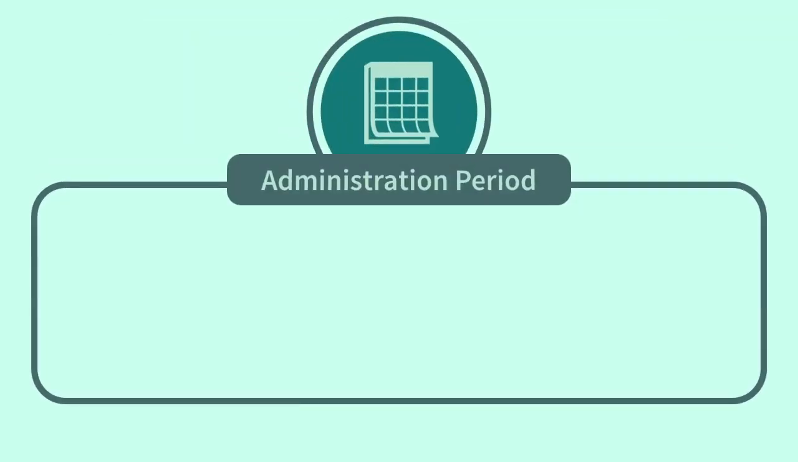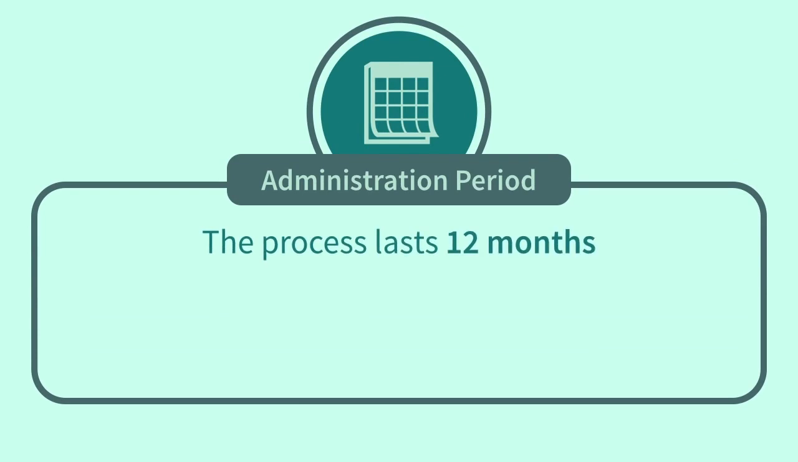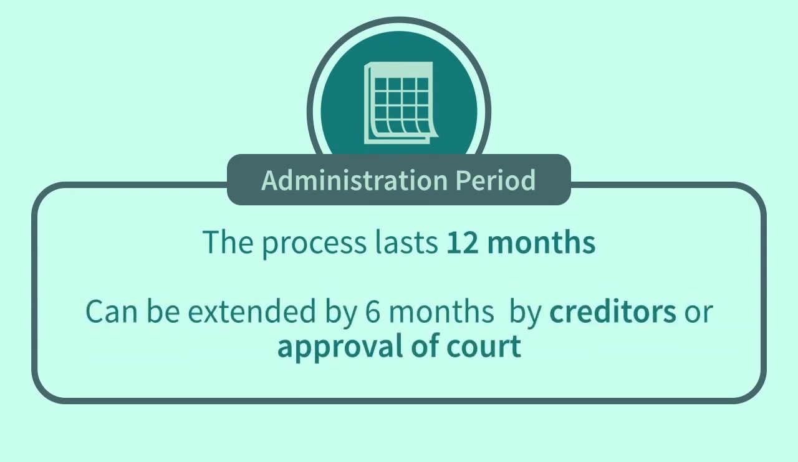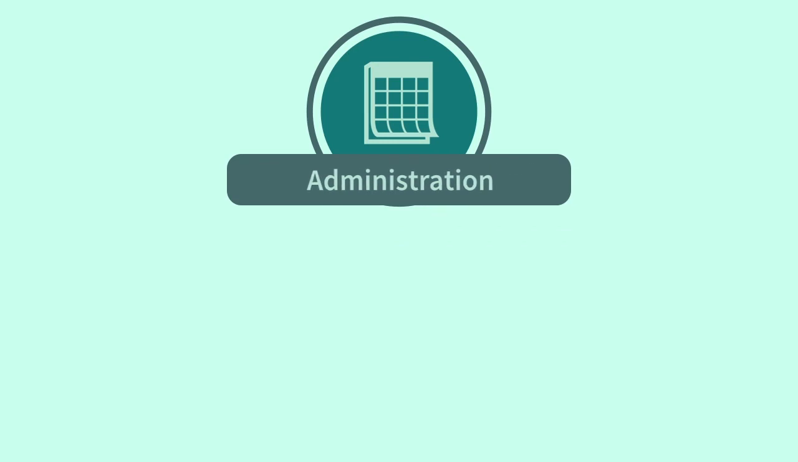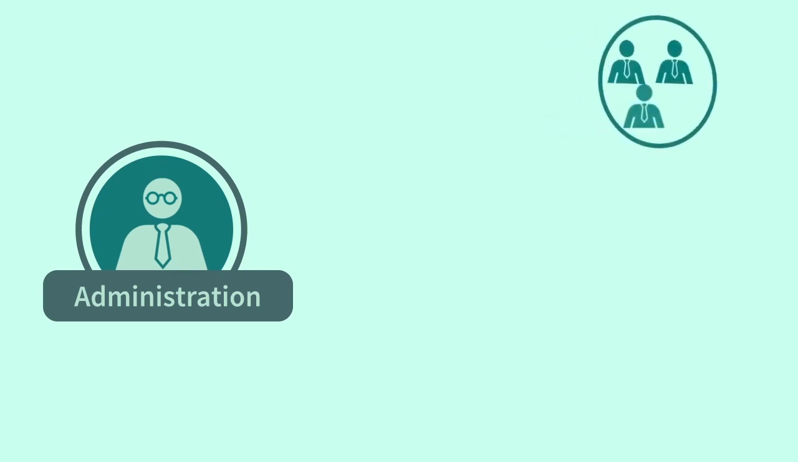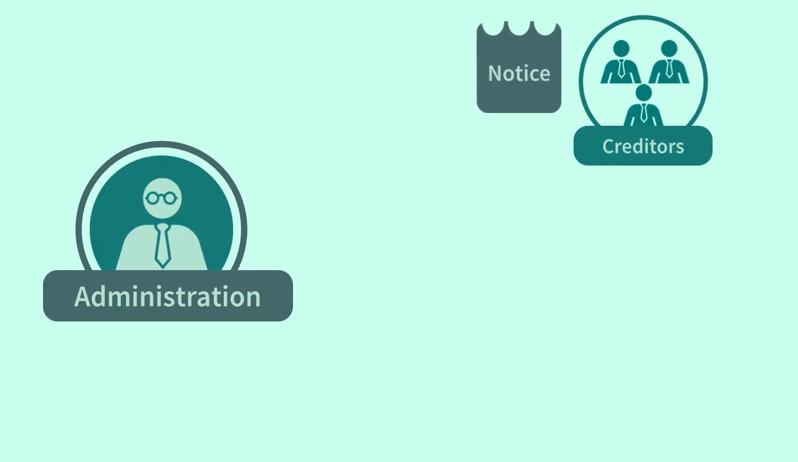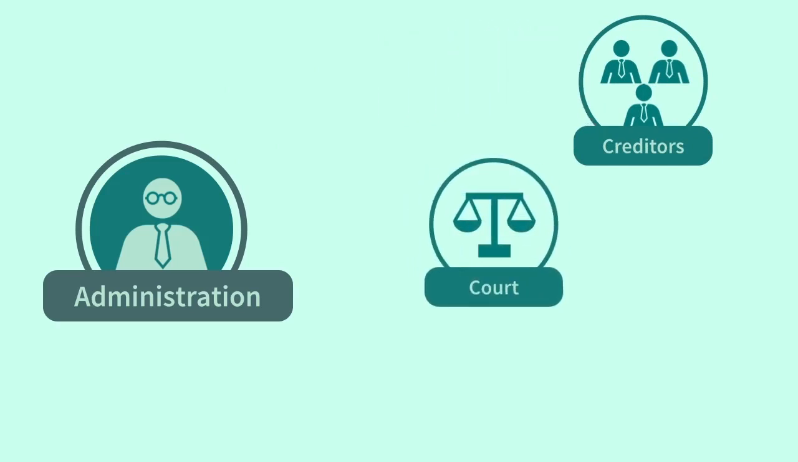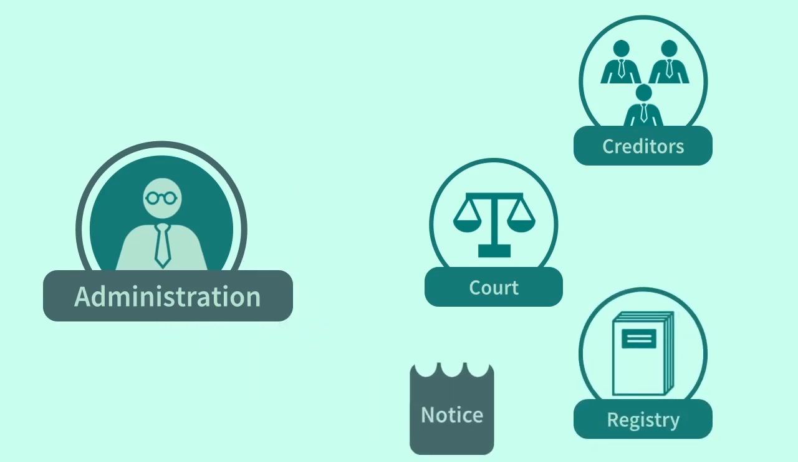The administration period is usually 12 months, although this may be extended by 6 months with the approval of the creditors, or longer with the approval of the court. When the administrator concludes that the purpose of their appointment has been achieved, a notice to this effect is sent to the creditors, the court, and the company's registry. Such a notice terminates the administrator's appointment.